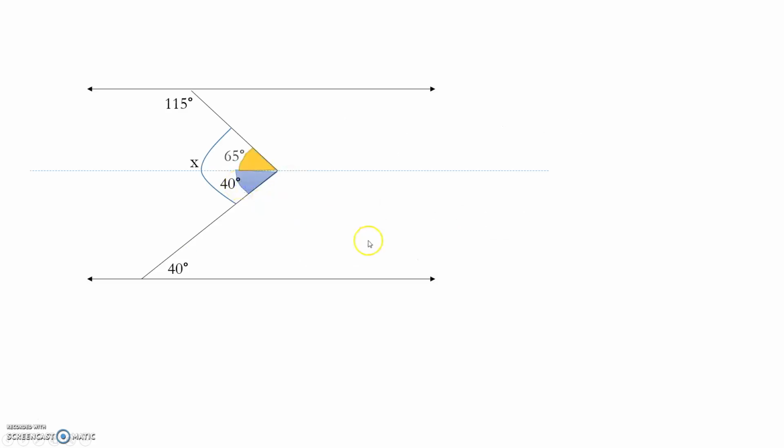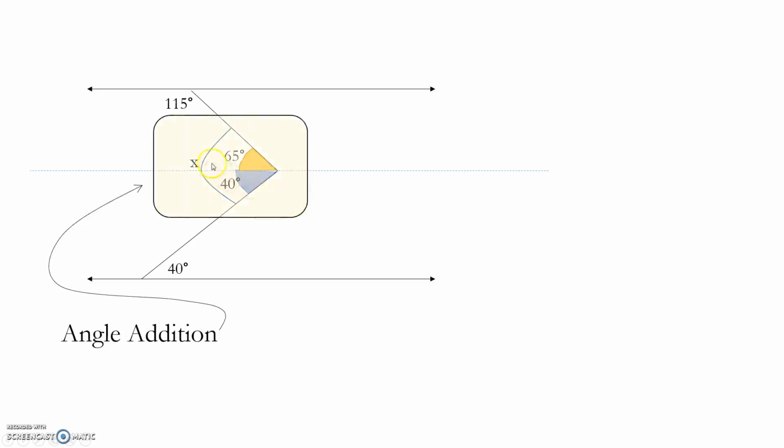Okay. Changing our focus to our last step here. What I have just in my shaded region now is angle addition. Okay. X, my big angle, the whole angle is equal to the top part plus the bottom part, so X is 105. Okay. Now that's when I have X in the middle.